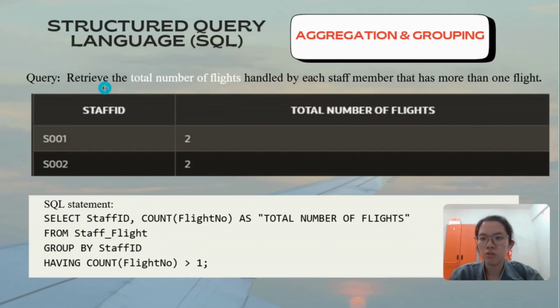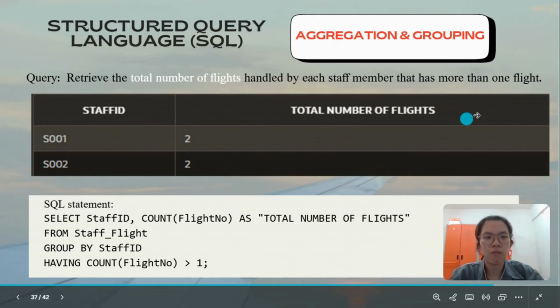The last query is to retrieve the total number of flights handled by each staff member that has more than one flight. So we need to select the staff ID and the flight number. And we use count, which is an aggregation function, to calculate the flight number and create a new name, which is total number of flight. This query only involves the staff flight table, so we write from staff flight table, and we use group by staff ID. We use having because the query mentions staff members that have more than one flight. So we use having count flight number larger than 1. So this is the result for the table.